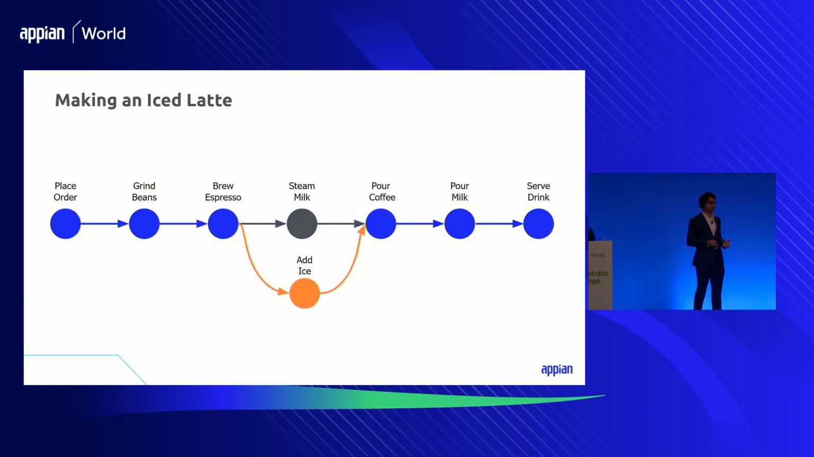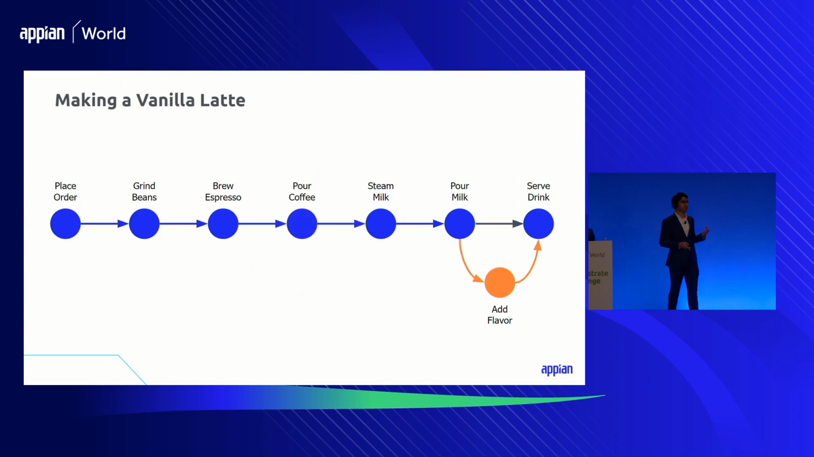Let's take a look at a different drink. In this case, we're taking a look at how to make an iced latte. Well, now you're not going to steam any milk because this is not a hot beverage, but you're just going to add some ice and move along with the same process. Or let's say you're making a vanilla latte. Well, now you're taking a look at the same latte flow, but you're adding in one extra step at the end. You're essentially adding flavor, which is that pump of vanilla.